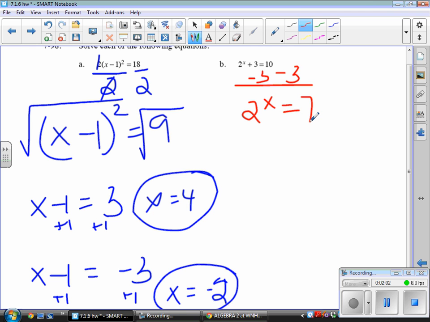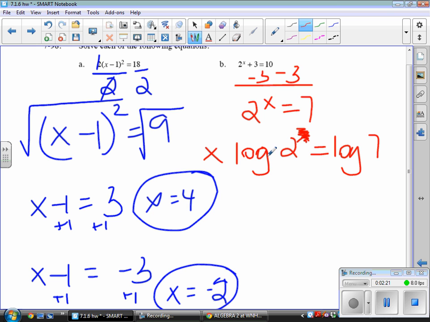Now I can use logarithms. If I add a log to both sides, okay, I want to bring down the x in front. I'll move it down here and just kind of get rid of it up here. Okay, that's the power property, says I can do that.